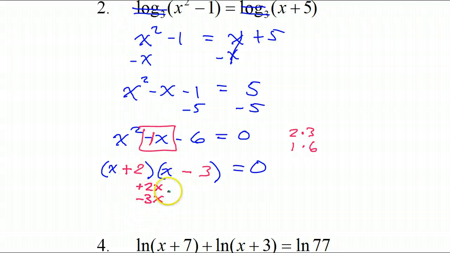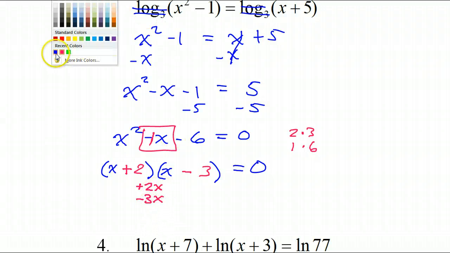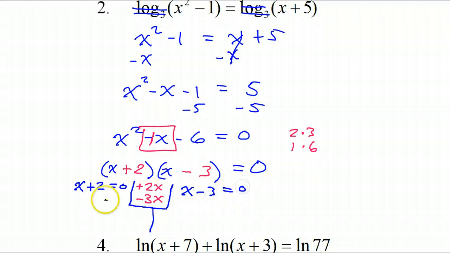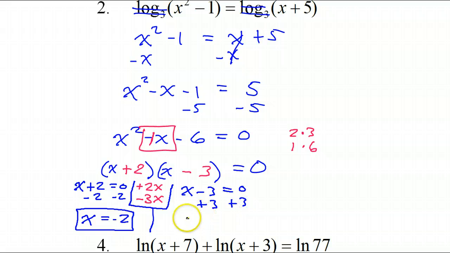Normally I would erase this, but I'm going to leave it on there. So now to find the solutions, you need to set these two factors equal to 0 and solve. So we're doing x plus 2 equals 0, and we're going to do x minus 3 equals 0. Of course here we're subtracting 2 from both sides, so that gives us x equals negative 2. And over here we are adding 3 to both sides. So that's going to give us x equals 3.